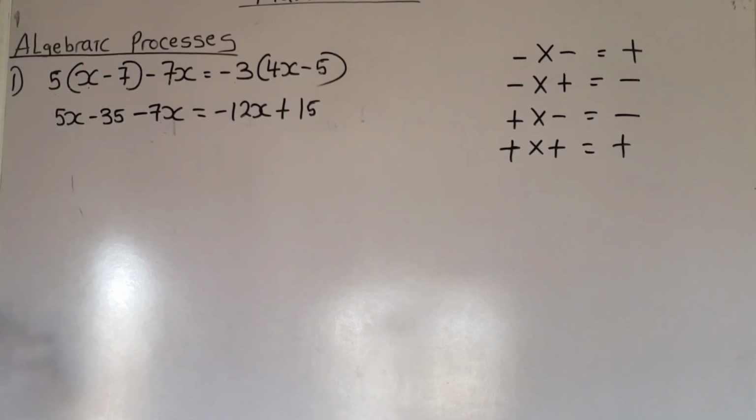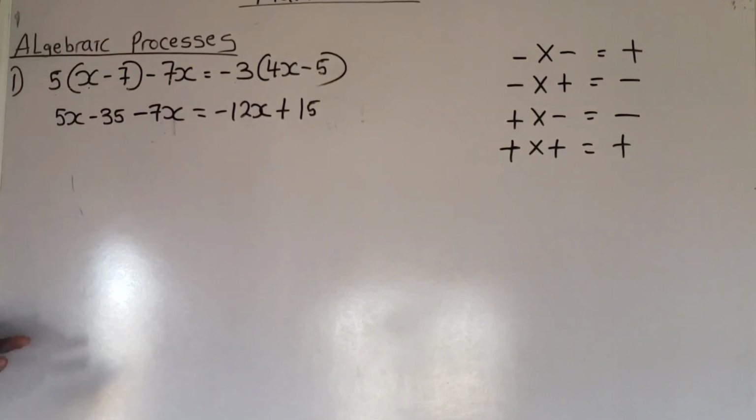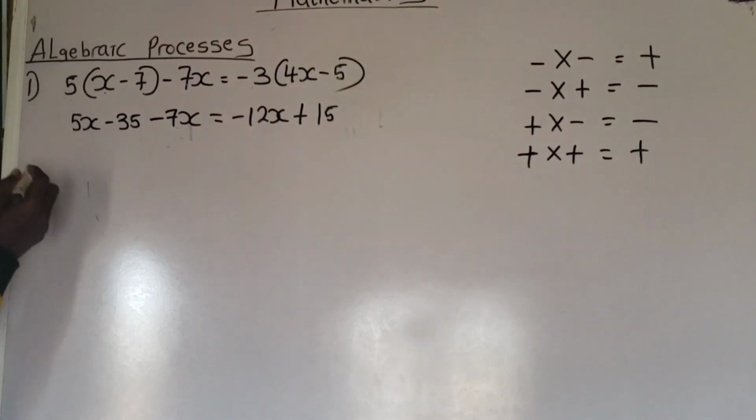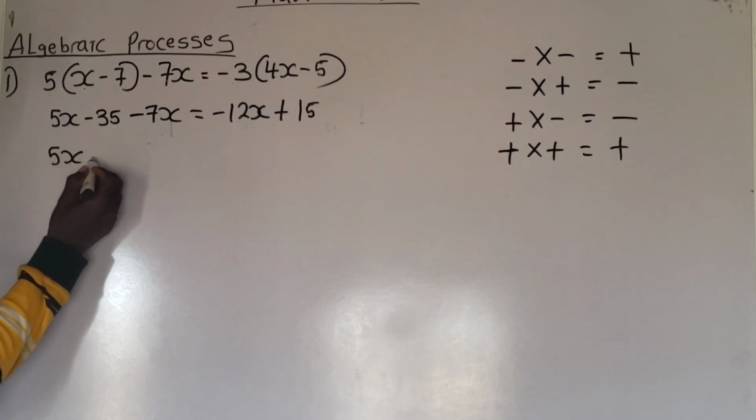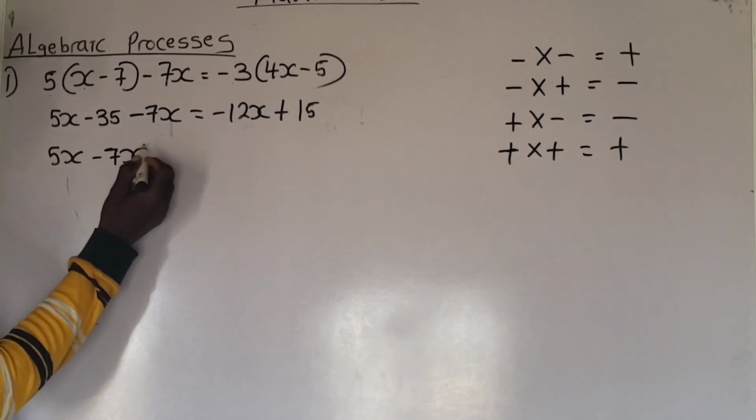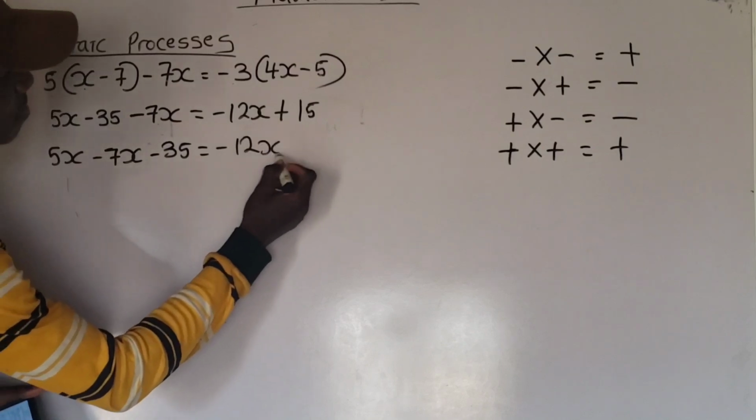Now I can collect like terms. Look at the left hand side of this equation: 5x minus 7x. Collecting like terms simply means adding or subtracting the terms that are similar. You understand? Okay, so for this, I'm going to collect like terms. So I'm going to have 5x minus 7x minus 35 is equals to negative 12x plus 15.